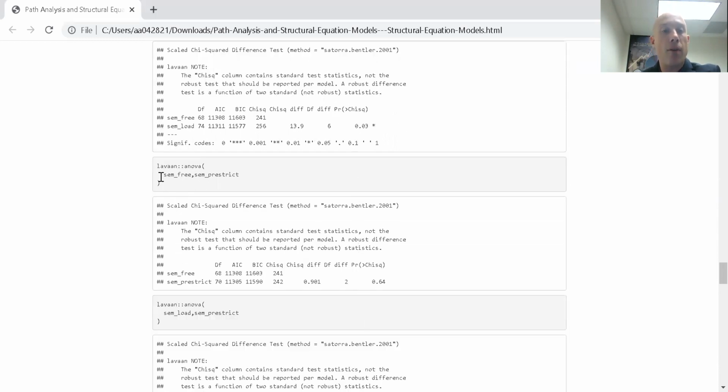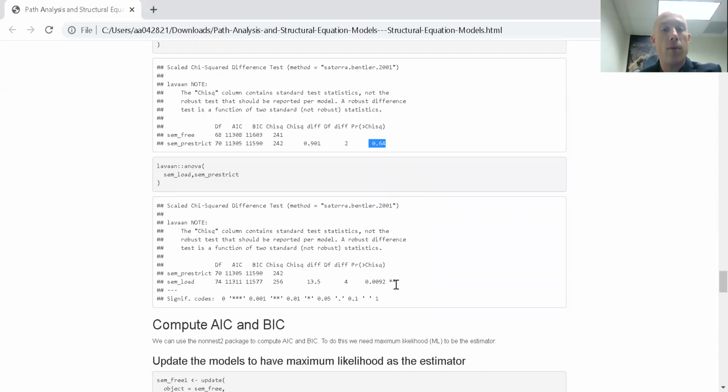When I look at free compared to restricted regression coefficients, there's no statistical difference. Therefore, I would be going with the one that is simpler, that has fewer parameters to estimate. That would be the one with restricted regression coefficients. And then if I compare loadings and regression being restricted across the two genders, we see that there is a statistical difference. So then I need to make a choice on which one's the better one to go with.